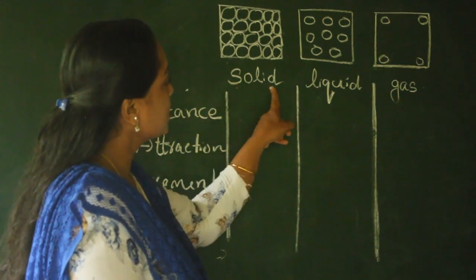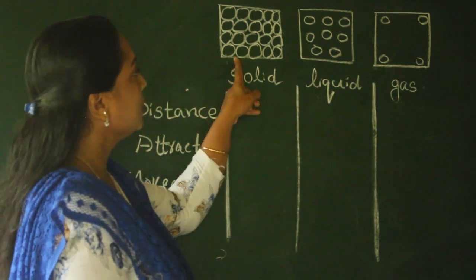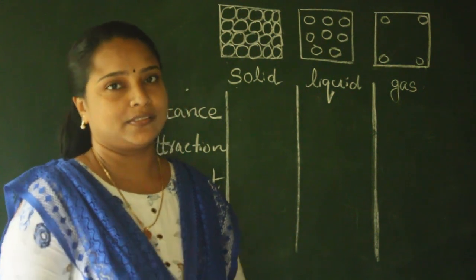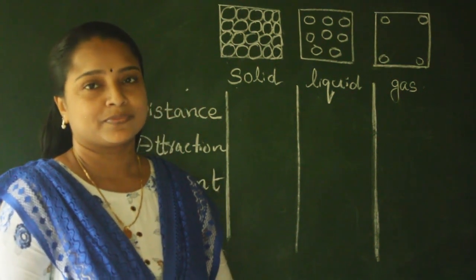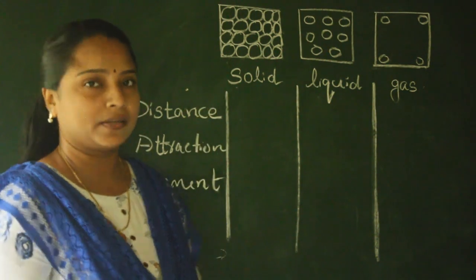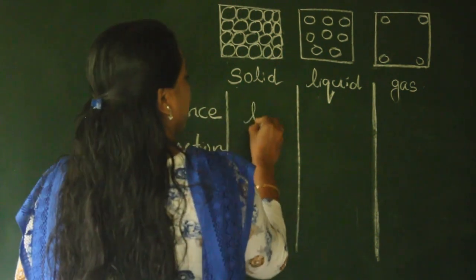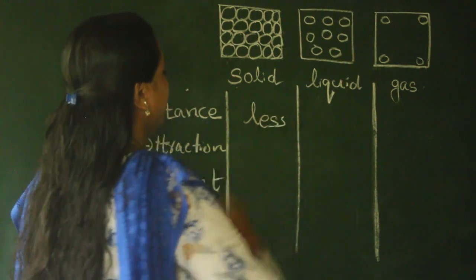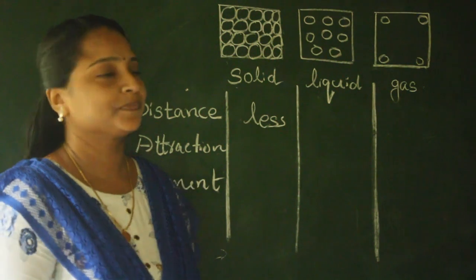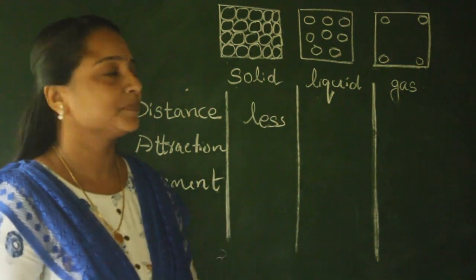You can see in the solid substances, the adjacent tiny particles are very close to each other. So, there is less distance between the adjacent particles. That means the distance between the adjacent particles will be very less. So, they are tightly packed.